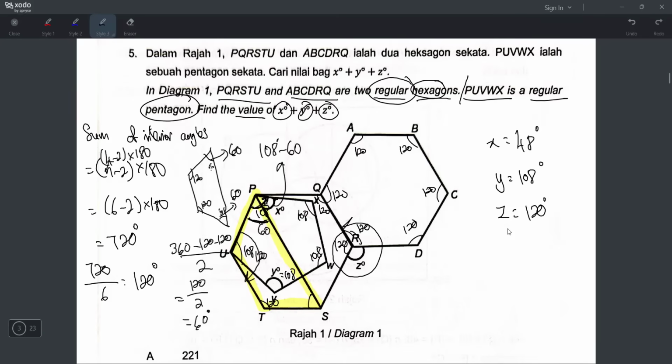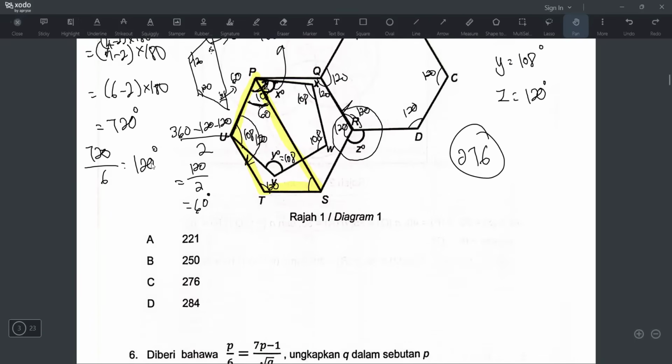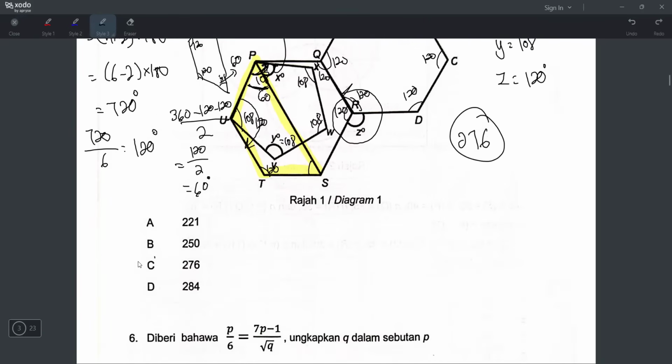So now let's add everything up. I'll use my calculator. 108 plus 120. For this part, you can use your calculator and you get 276. All right, let's scroll down and hope there is an answer there. Okay, I see it. That's the answer. C.